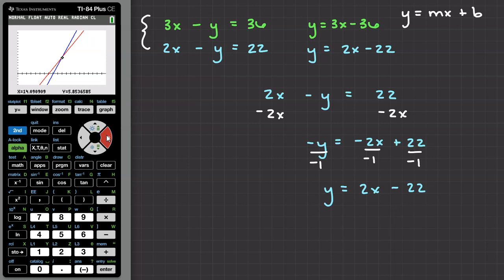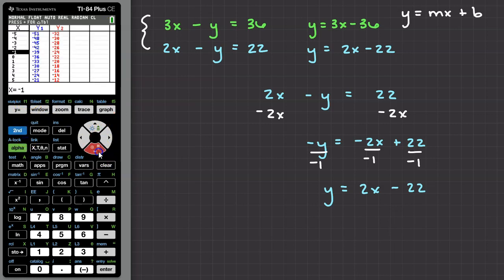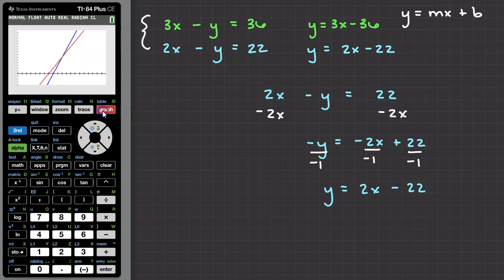exact solution. Let's use the table of values. We're expecting the solution to be around the point x equals 14. If we hit second graph, we'll move the cursor down towards x equals 14. Turns out that was the exact solution. When x equals 14, the y value of the first equation is 6, and the y value of the second equation is also 6. That means the solution to this system of equations is x equals 14, y equals 6.